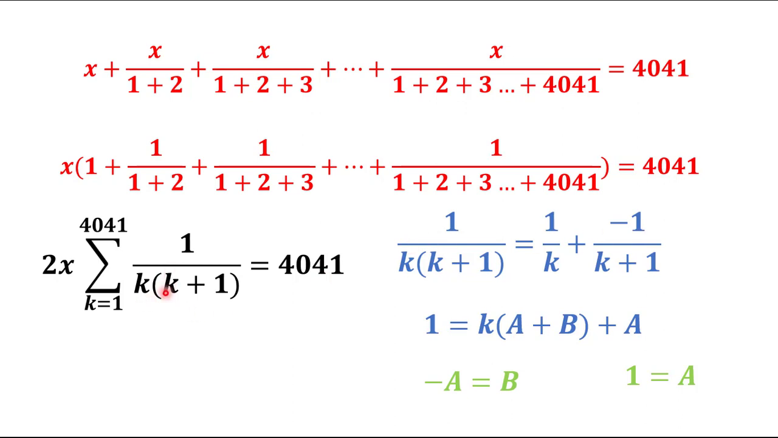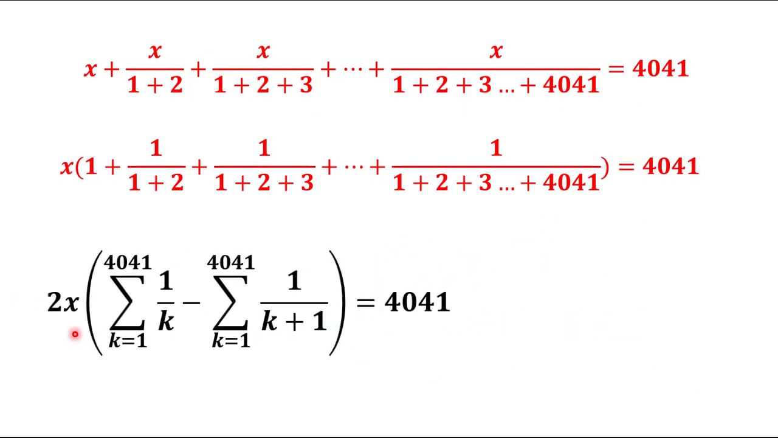Now we can replace 1 over k times k plus 1 by these two partial fractions, and we get 2 times x times sigma of 1 over k minus sigma of 1 over k plus 1 equals 4041. Now we need to write every sigma in expanded form. We need to replace k by 1, 2, 3 up to 4041 in this sigma and this sigma.